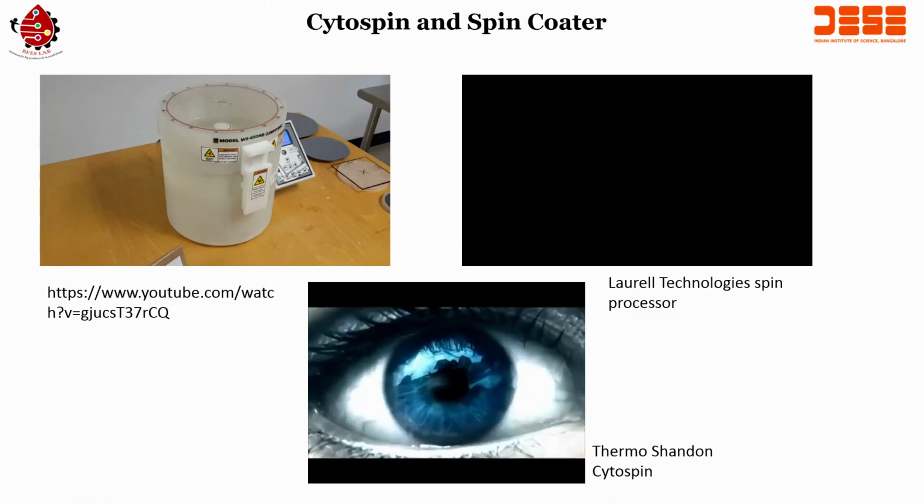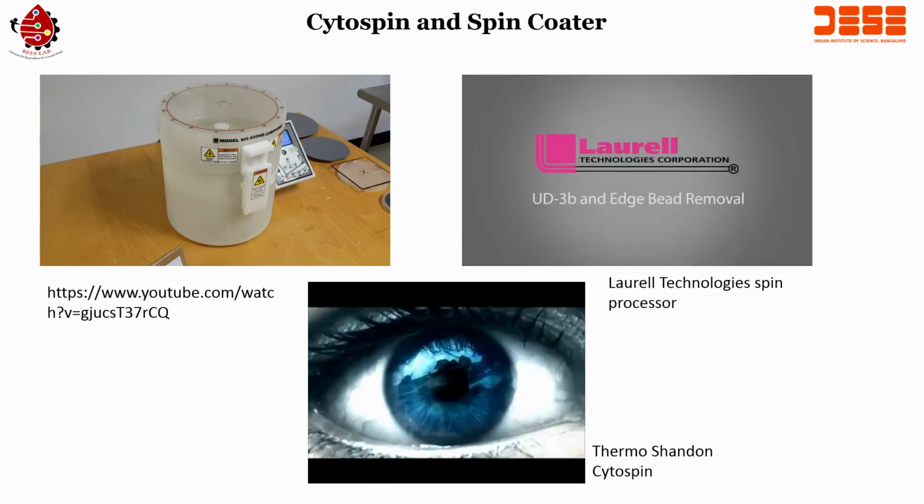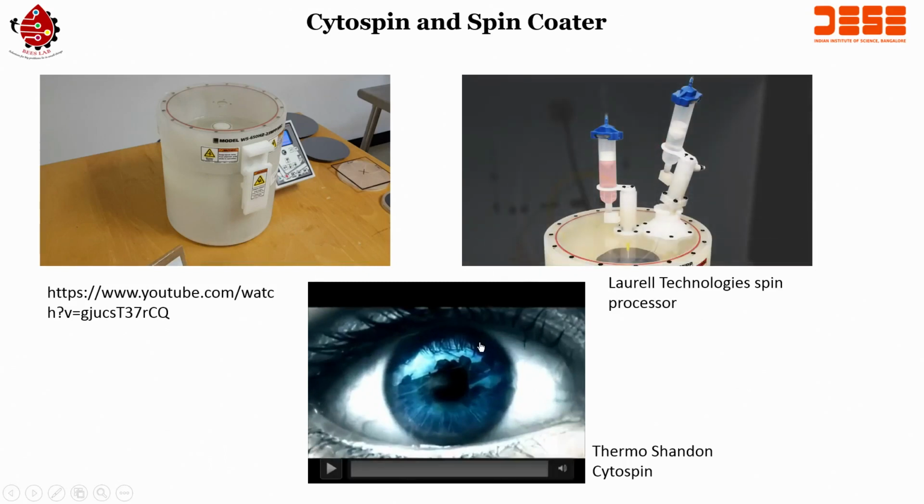Welcome to this module. This module is in continuation with the previous module where we are understanding the cell and tissue morphology. Now, we have seen two different techniques of how we can design a spin coater and how we can change the design of a spin coater to a cytospin. We have also seen 3 different videos: a spin coater, a cytospin, and a detail about the cytospin.